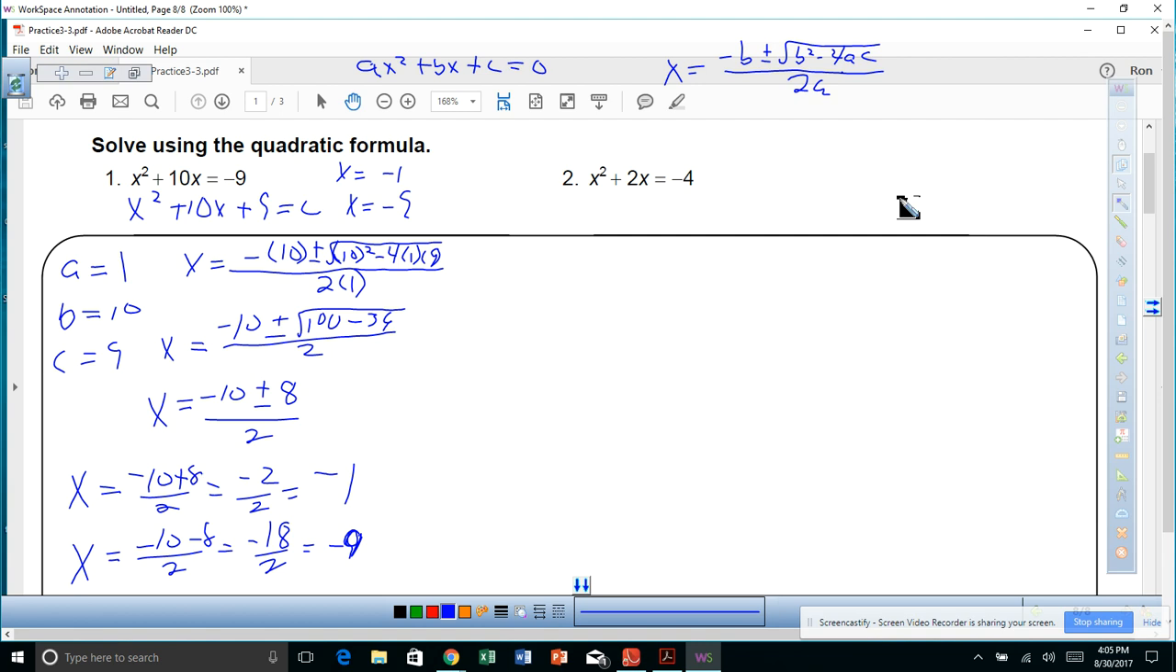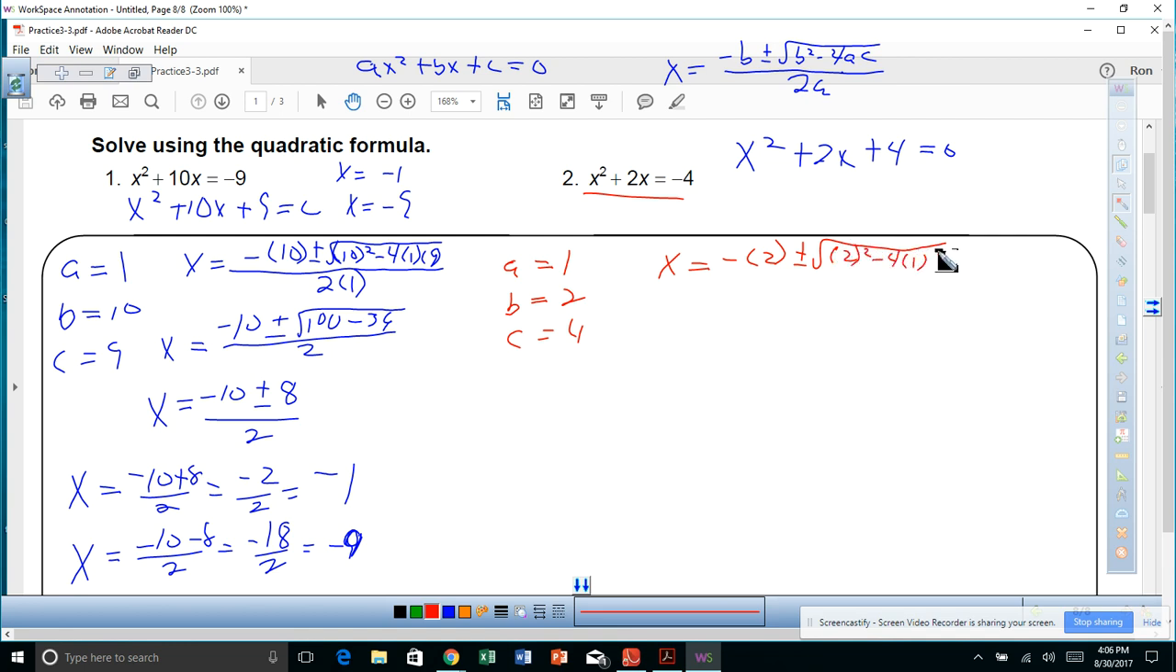Let's take a look at number 2. First, let's rewrite it: x squared plus 2x plus 4 equals 0. And we're going to change colors. We'll let a equal 1, b equal 2, and c equal 4. So x equals negative 2 plus or minus the square root of 2 squared minus 4 times 1 times 4, all over 2 times 1.